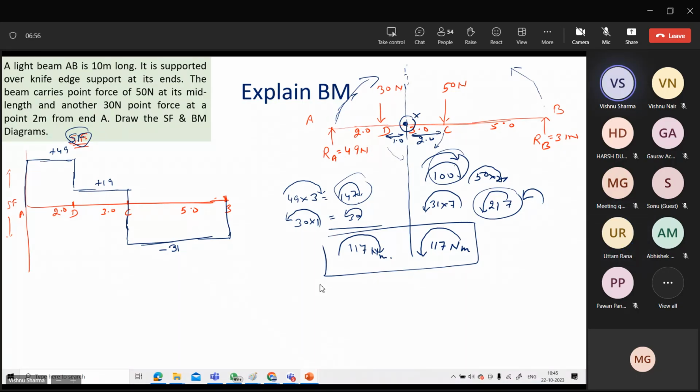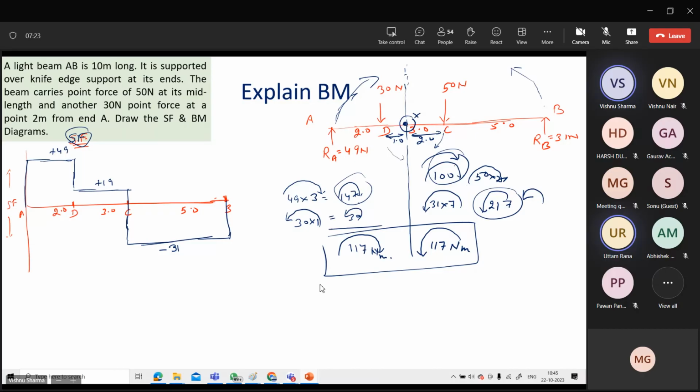So how did you take the moments yesterday when you were sharing about this reaction? How did you take the moments about X? How were you taking moments yesterday, beta? We were taking moments like this only, but the distance was from A because we were taking about A, sir. So now the distance is from X. So what is the problem now?